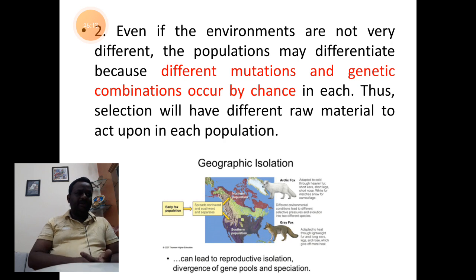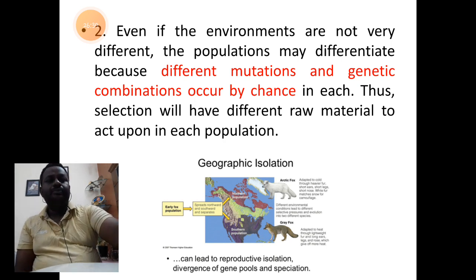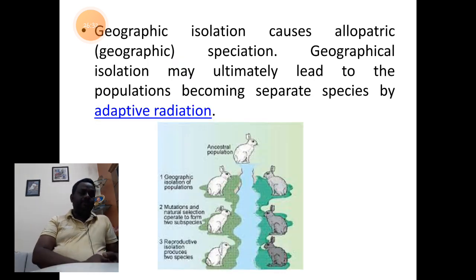Number two, these species undergo mutations or genetic changes by chance or randomly. The same example can be quoted here. Therefore, a new species gets evolved from them, and this is due to a concept referred to as adaptation or adaptive radiation.